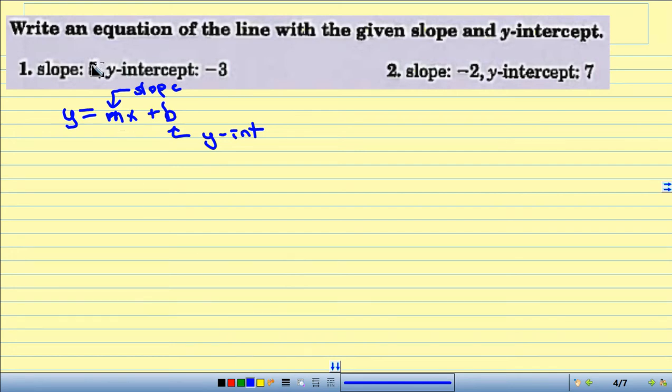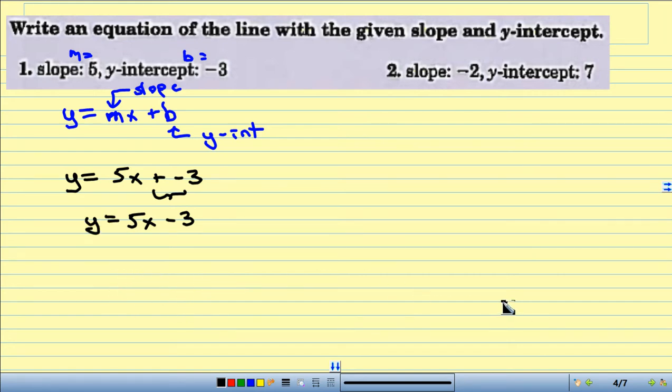You right here have your slope, and you have your y-intercept. So it becomes y equals, the slope is 5, y equals 5x plus your y-intercept, which is negative 3. This right here just becomes minus 3. So you have y equals 5x minus 3. And yes, it is that easy. It's all you got to do.